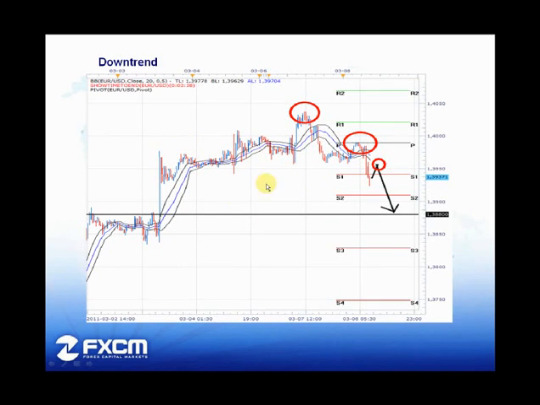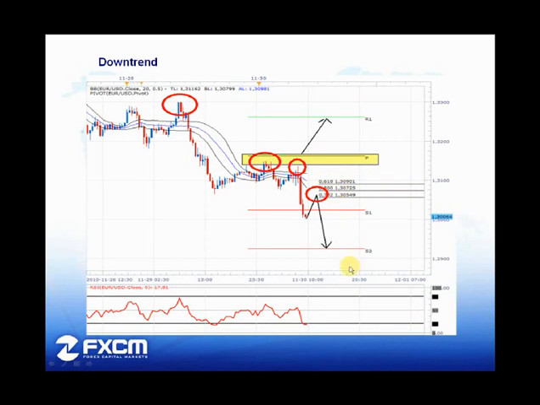Same setup. In this case, we see here that we're creating lower and lower highs. Given this, I want to look for opportunity to go short the market. We see here that I'm expecting a short correction, but then I'm expecting price to continue downwards. Given this, I will not go long. I would wait until I can short at a good level.